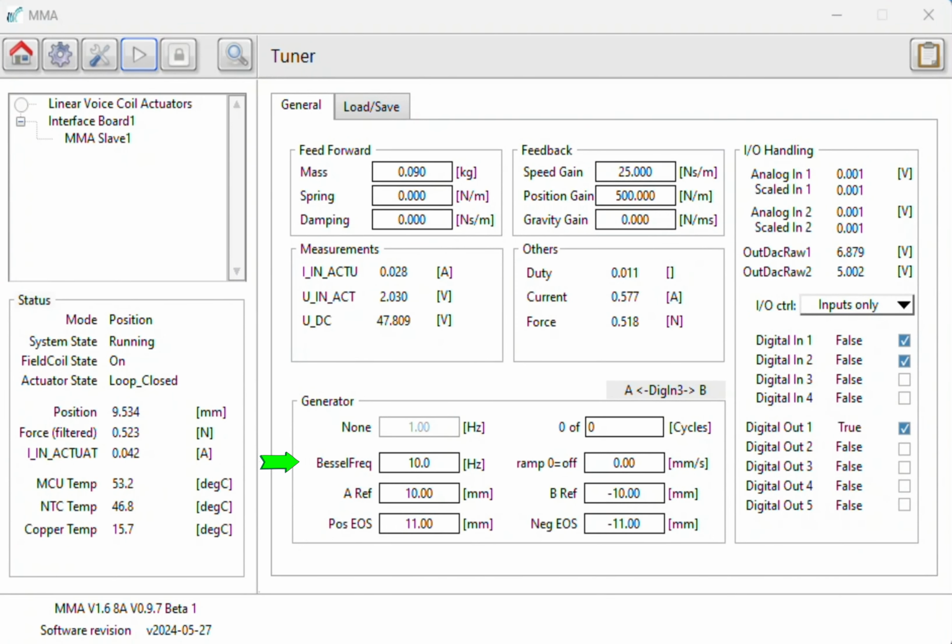The Bessel frequency is used to shape the setpoint trajectory for the displacement from A ref to B ref. By increasing the Bessel frequency, the setpoint trajectory will become more aggressive and displacement will be faster.